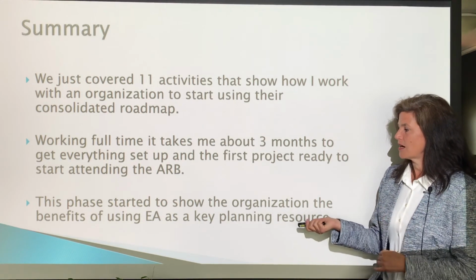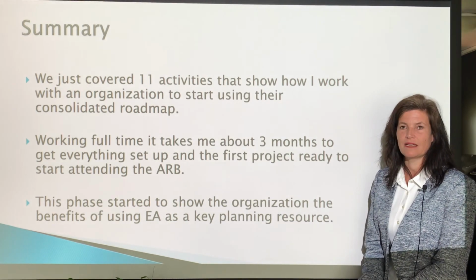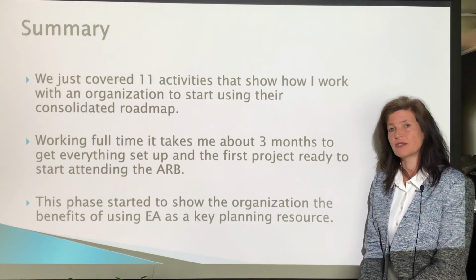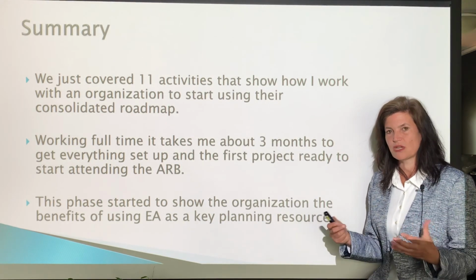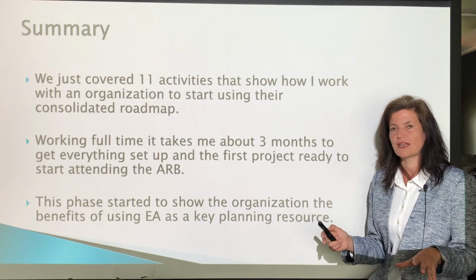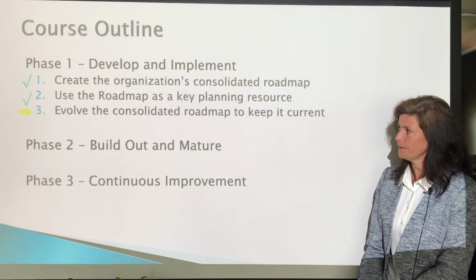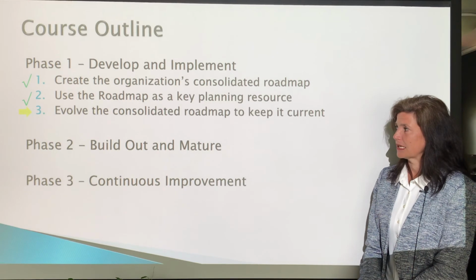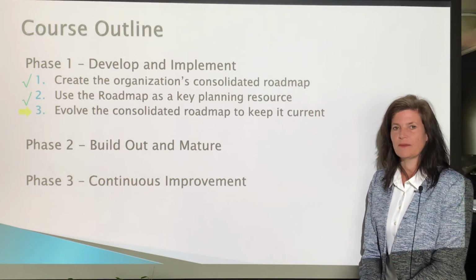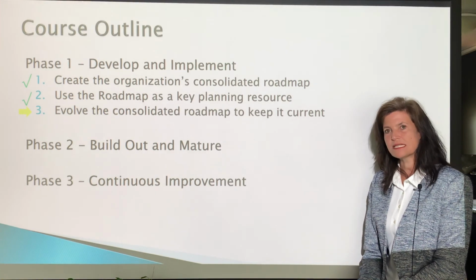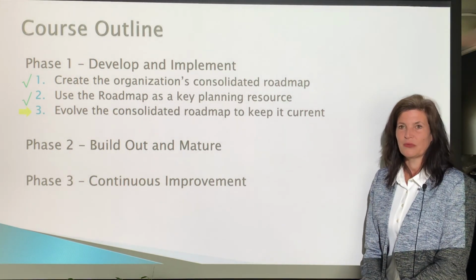So this phase started to show the organization the benefits of that consolidated roadmap as a planning tool, and it shows how the enterprise architecture team starts to integrate with the organization, looking for the points of change and stuff like that. The next module is going to cover how we evolve the consolidated roadmap in order to keep it current. It's a very similar process to what we're doing with that EA practice roadmap.